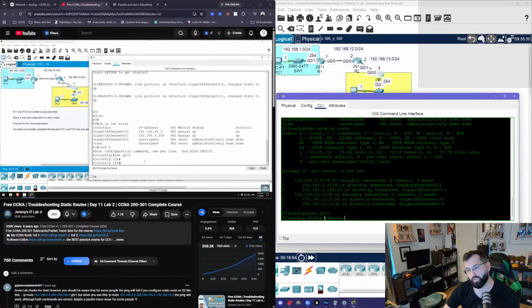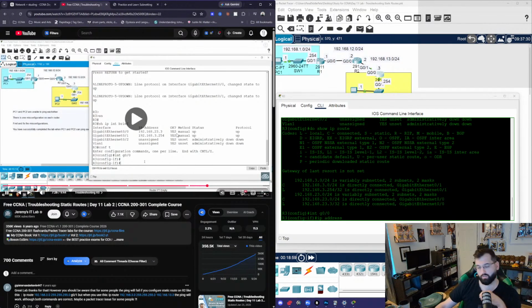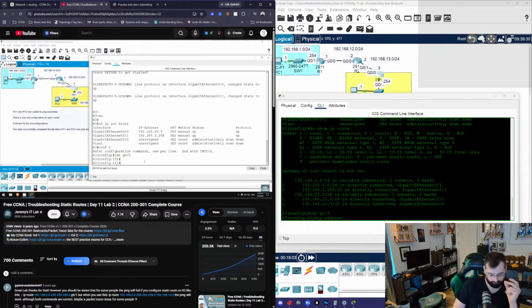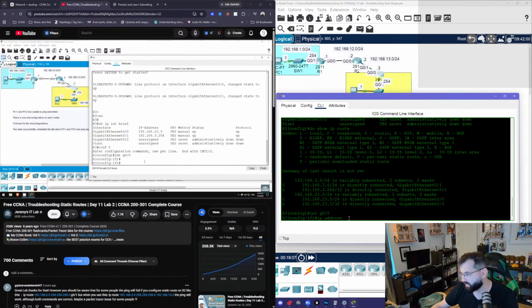Now, hold on. Do we have to say no? Do we have to release the IP address, or is it going to override? Now, unlike when configuring routes, we don't have to remove the current configuration first. That's what I wanted to know. So I was right.